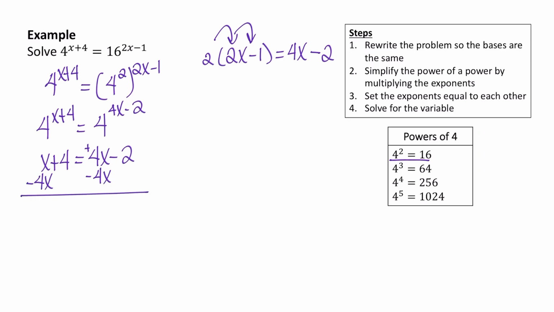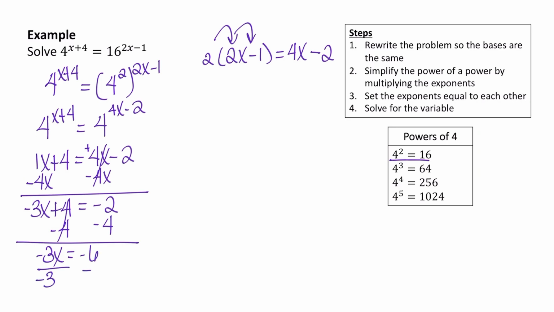When we do that on the left side, remember that x has a 1 in front of it. So we have 1x minus 4x, which is negative 3x, plus 4 equals, and then 4x minus 4x cancel, so that equals negative 2. Now we're going to subtract 4 from both sides. So when we do that, we get negative 3x equals negative 6. And now we divide both sides by negative 3, which gives us x equals 2. So that is the value of the variable that will make both sides of this equation equal to each other.